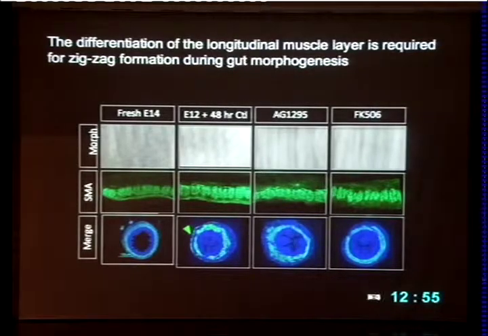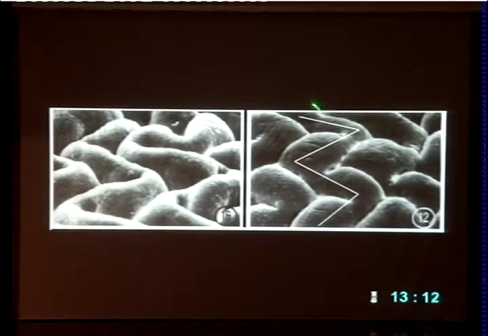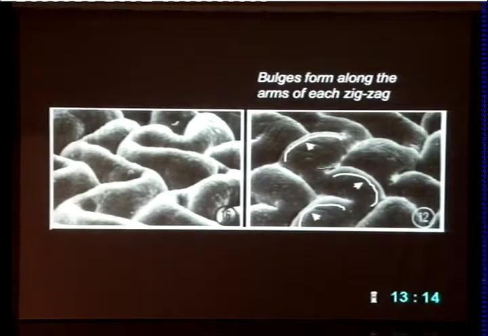All right, so we think that's what's happening with zigzags as well as the ridges. What about the formation of the villi? Well, the process of villus formation, sort of outlined here, is one where you get bulges forming along each edge of each zig and zag. So for example, here is a zigzag, and there are the bulges. So the bulges are not coming from the corners, they're coming from the edges.